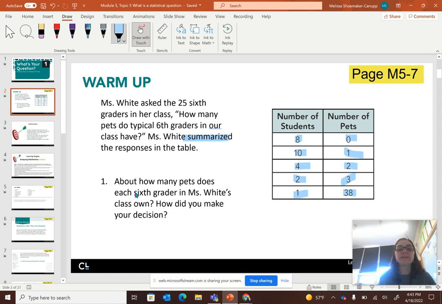How many pets does each sixth grader in Miss White's class own? How did you make your decision? Well, 8 of them have 0. So if we were going to list out the data, it would be the number of pets. We would have to list 8 zeros because 8 kids said 0 pets. We can see how many total students there are by adding up all of these that answered the question. So 18, 24. So she has 25 kids. I just quickly added that up in my head.